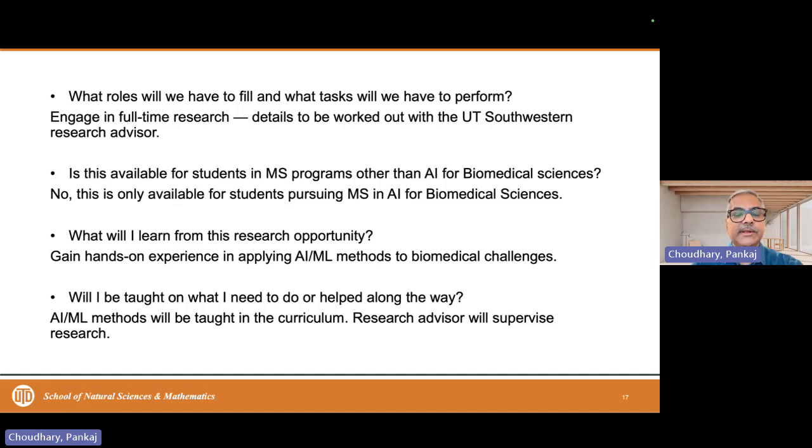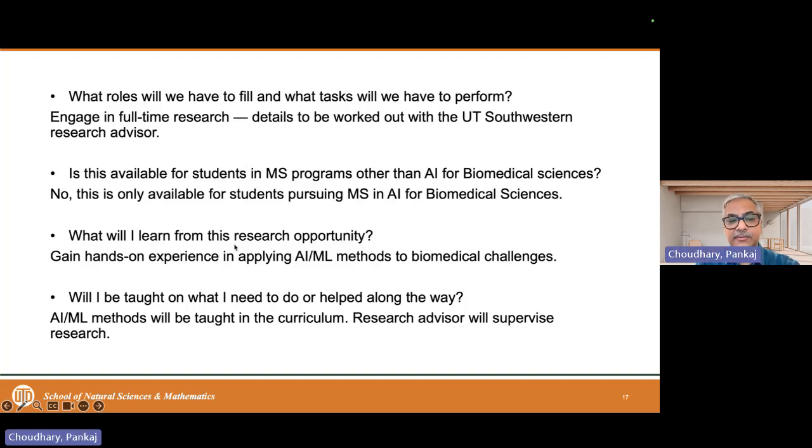Okay, then the next question is, what roles will we have to fill and what tasks will we have to perform? Your job is to engage in full-time research. What is the research problem and what are your responsibilities? These details will be worked out with the UT Southwestern research advisor. Is this available for students in MS programs other than AI for biomedical sciences? No, this research at UT Southwestern option is available only for students who are pursuing the MS in AI for biomedical sciences program.